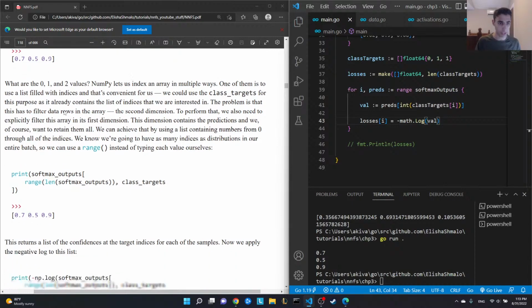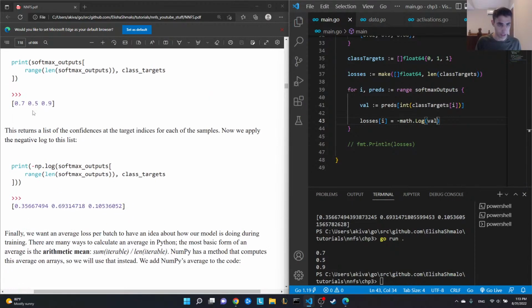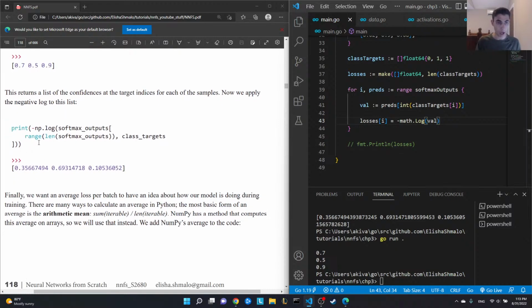So he's just showing how the indexing works, and he's ranging over it, and he's showing that he could get it. And this is all NumPy, so we don't have to look at that. And then he's actually calculating the loss using NumPy syntax. So let's also calculate the loss, and let's print out the loss. And we should get these values as well.